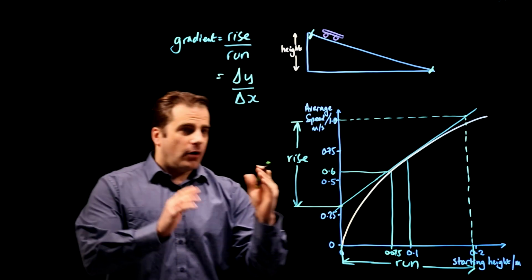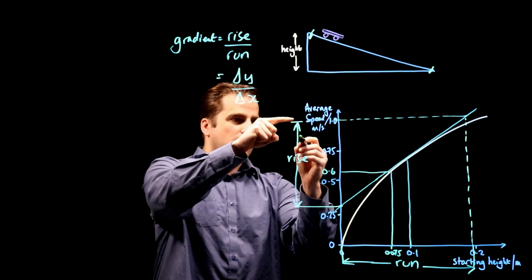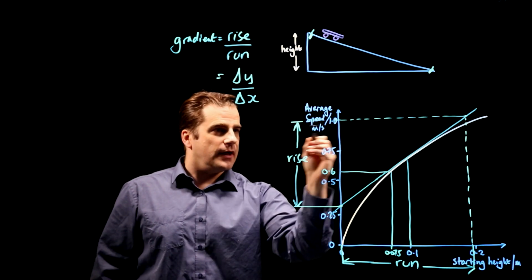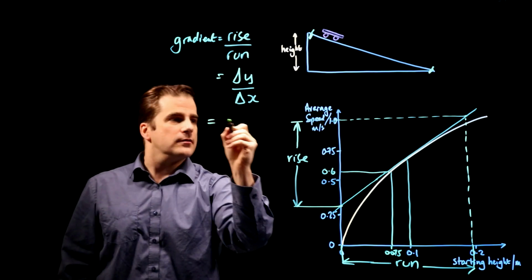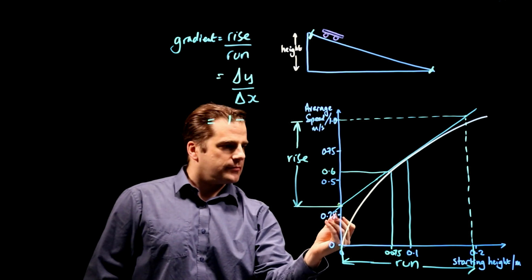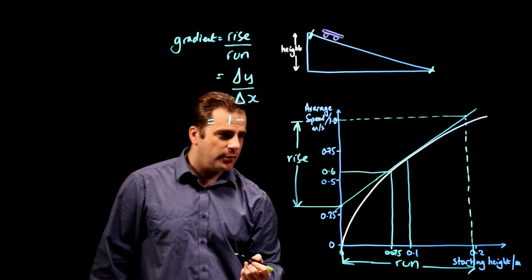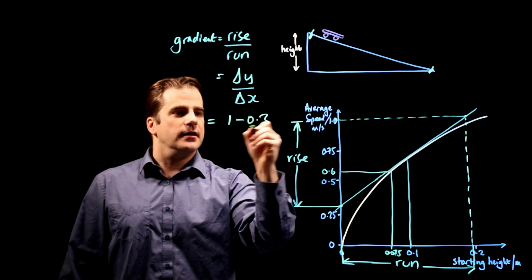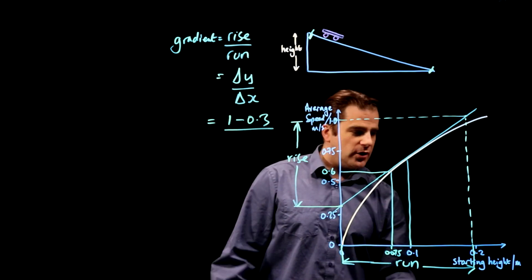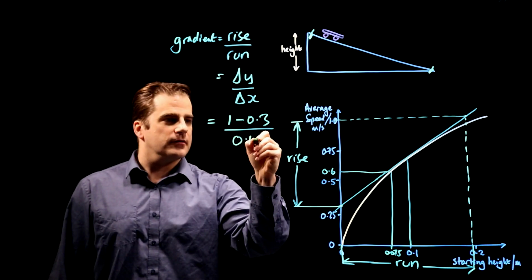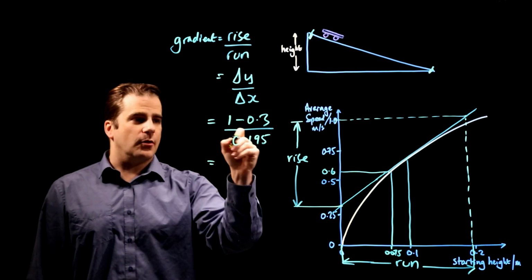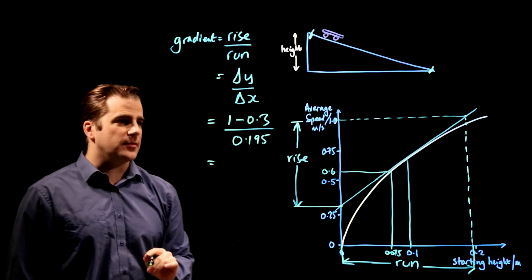So, on your question paper, read off these values that you have. In my case, the rise is going to be 1 minus, looks to be about 0.3, okay, so 0.7 over the run from 0 to 0.195, okay, something like that. Now, I don't know what that number is. Let's not worry about that too much.